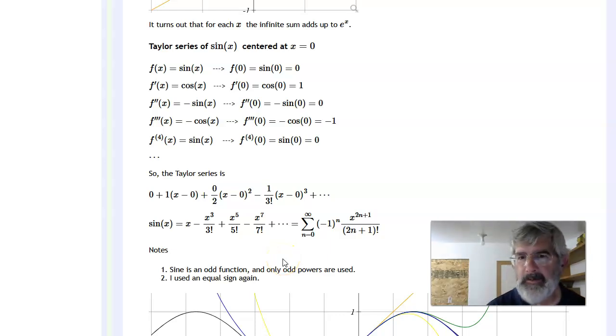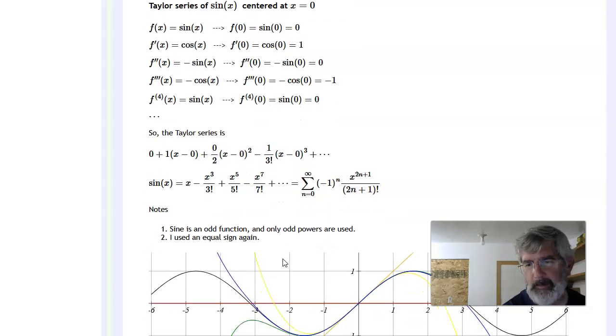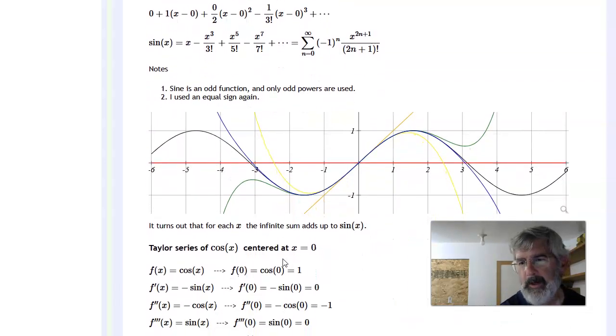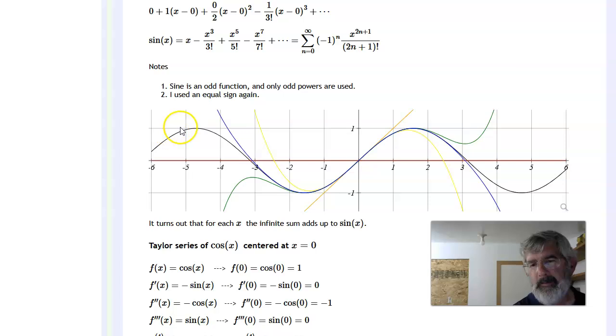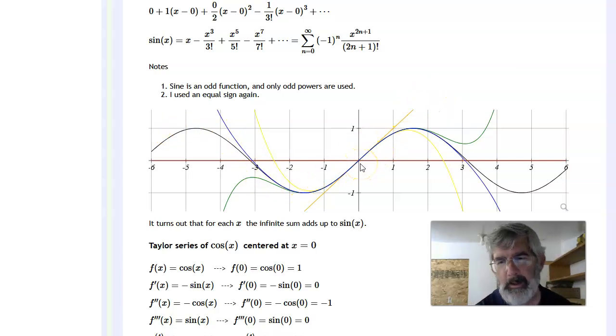Sine is an odd function. If you look at the graph of the sine curve, which I'll bring up right here, it's this black one. It's symmetric about the origin. That is, if I plug in a positive x and a negative x, the results are opposite. Every time, no matter what x and minus x you plug in, you get opposite results. So the sine of negative x is minus the sine of x. This is what's called an odd function.